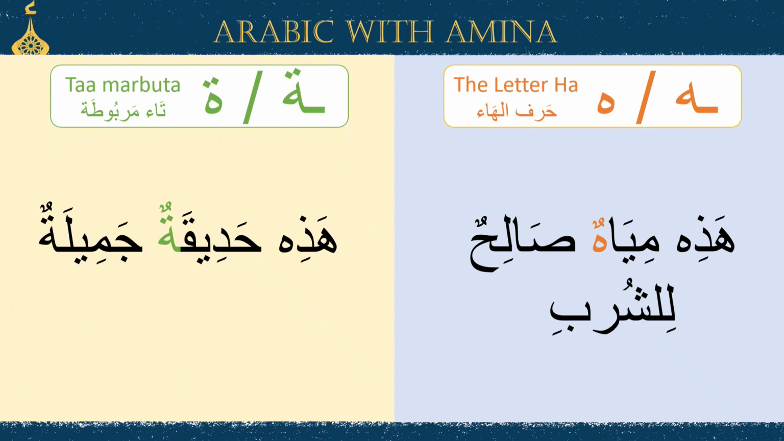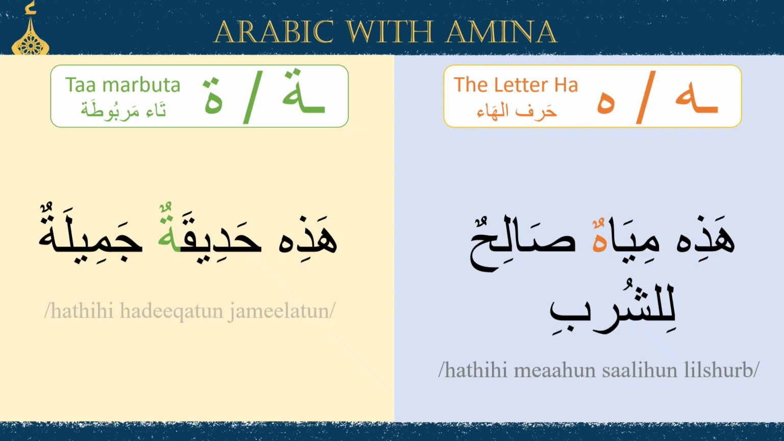Let's start with ha. In this sentence, هذه مياه صالح للشرب. هذه مياه صالح للشرب. You notice that when we pronounce the tanween on the letter ha, it becomes hun, miyahun.